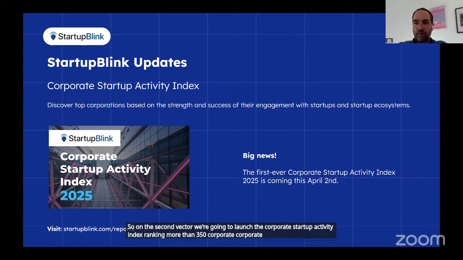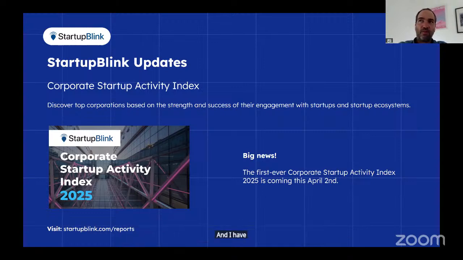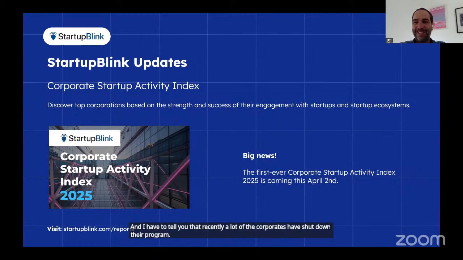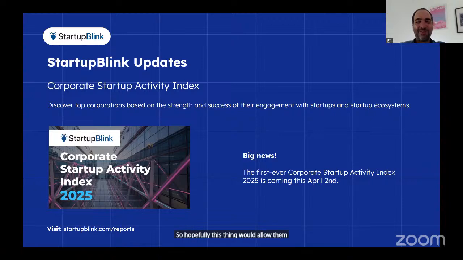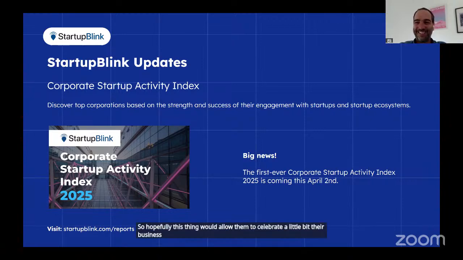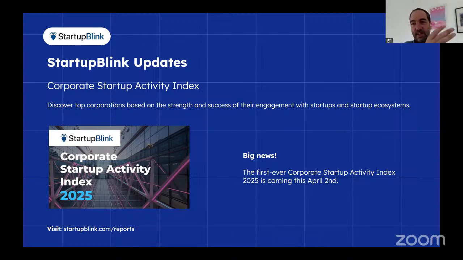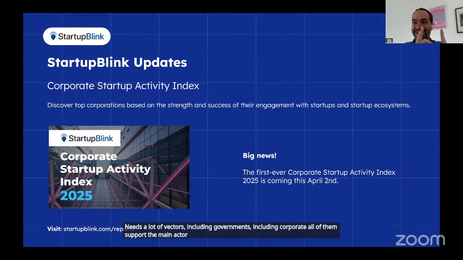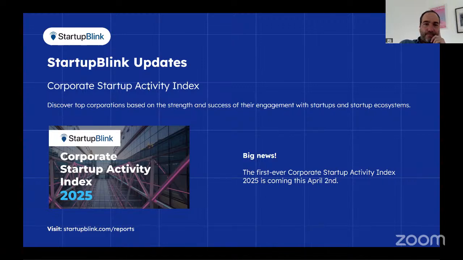Corporates are very important to startup ecosystem development. And I have to tell you that recently, a lot of the corporates have shut down their program. So hopefully this thing would allow them to at least celebrate a little bit their achievement, so their CEO keeps on budgeting them. The startup ecosystem needs a lot of actors, including governments, including corporates. All of them support the main actor. There is only one main actor, which is the startup entrepreneur. So that's the idea.